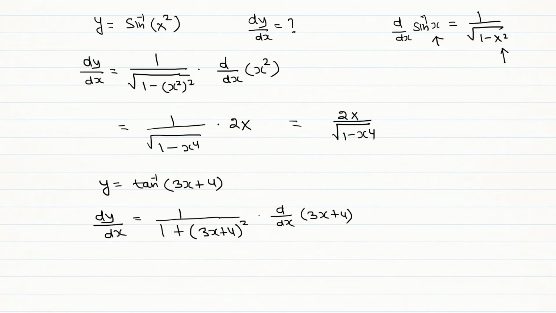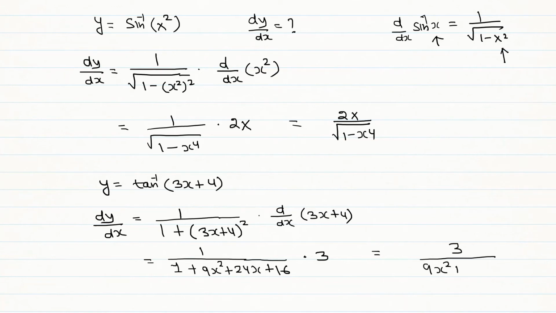Now simplifying it, it is 1 upon 1 plus, let's open this, it should be 9x square plus 24x plus 16, all in the denominator, into the derivative of 3x plus 4, which is just 3. So if we complete this, it should be 3 upon 9x square plus 24x plus 17. So this is the final answer for this question.